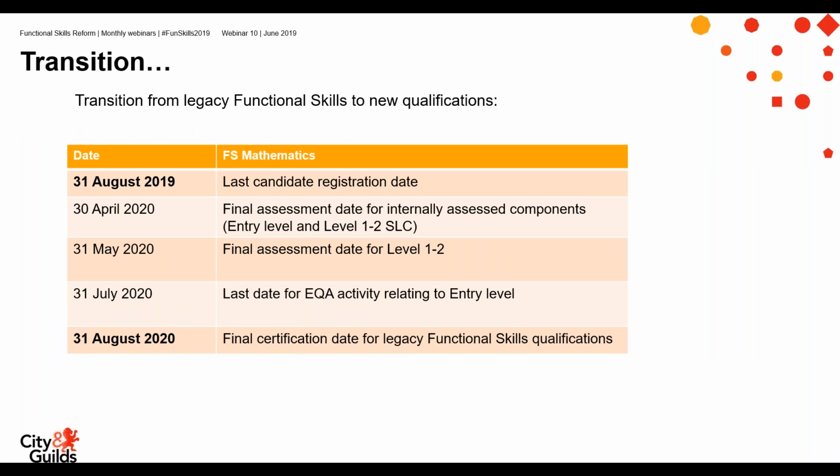So just to reiterate on the transition, and before we start looking closely at maths again, here's a timely reminder of the transition from legacy functional skills to the new ones. I think, as we've always said, the first and the last dates on this table are absolutely set in stone. The new functional skills qualifications are underpinned by new regulatory conditions. So awarding organisations really will have to stop accepting registrations for the legacy qualifications on the 31st of August this year and stop issuing certificates for those on the 31st of August 2020.